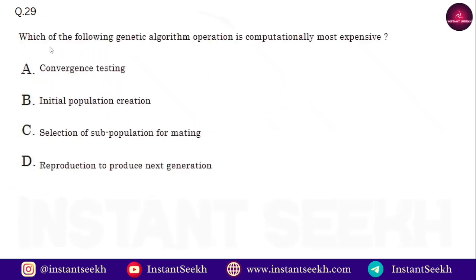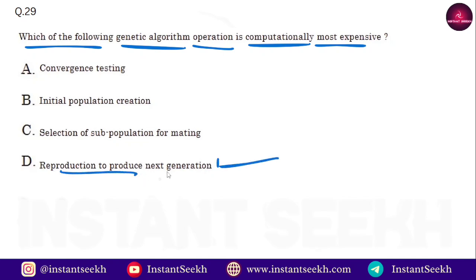Which of the following genetic algorithm operations is computationally most expensive? Convergence testing, initial population creation, selection of sub population for mating, or reproduction to produce next generation. So your costliest, or most expensive operation, will be reproduction to produce next generation.